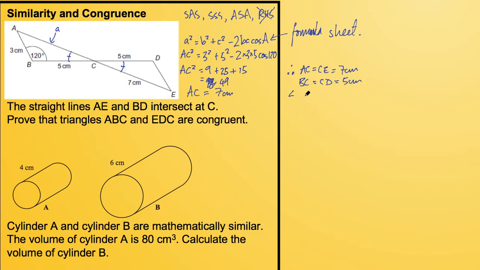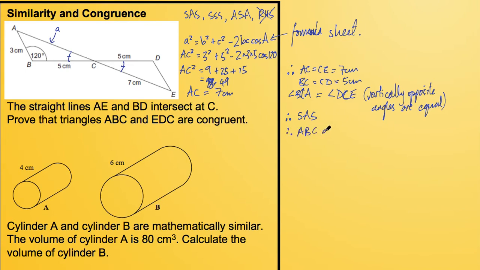And I've got angle BCA is equal to angle DCE. Vertically opposite angles are equal. And therefore I've got side angle side. Therefore ABC and EDC are congruent.